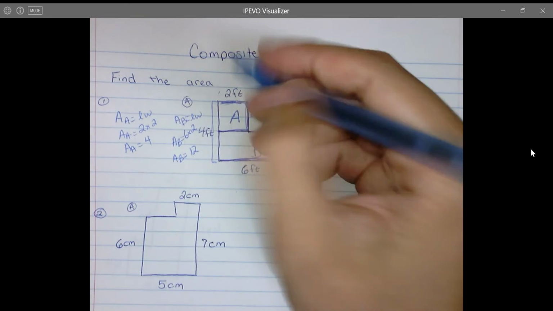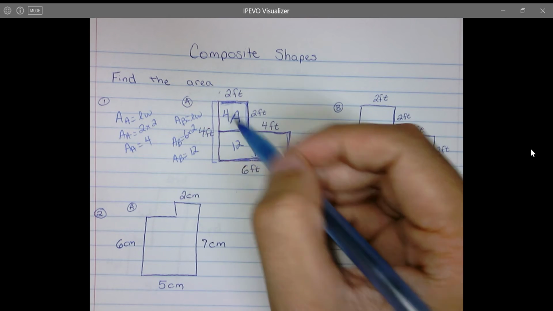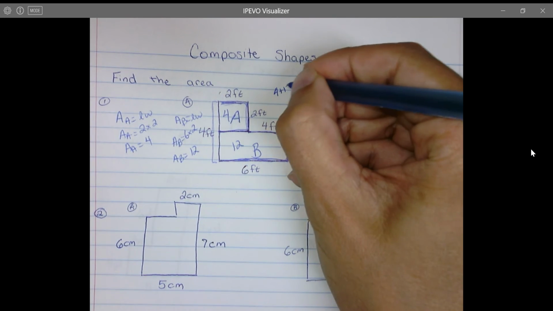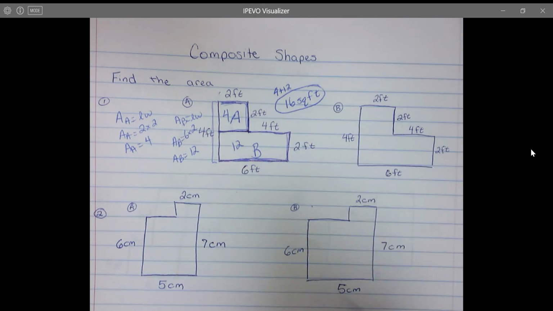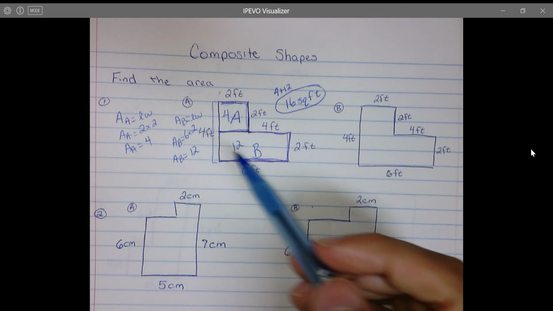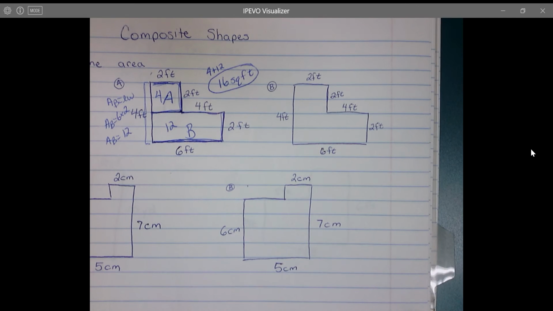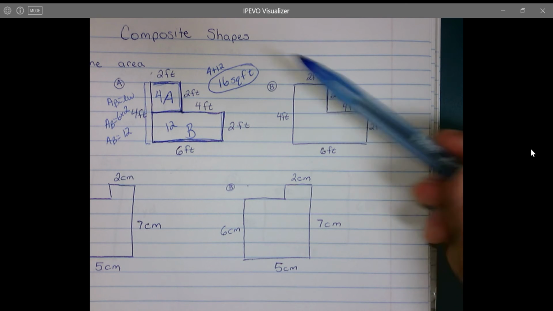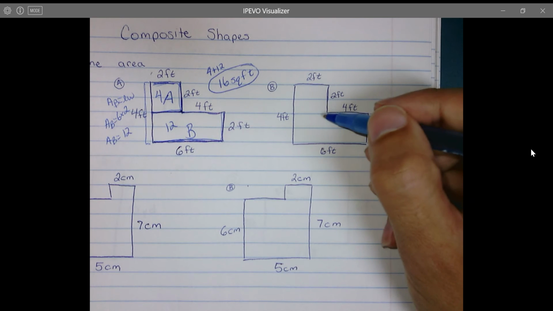So this was 4 square feet. This was 12 square feet. To find out the area, all I have to do is add them together. 4 plus 12, that would give me 16 square feet. So I decomposed the shape into 2 rectangles, found the area. But I did mention that there is more than one way to decompose this shape. So I'm going to do the same problem with B. What should we expect to be the area? We should expect 16.